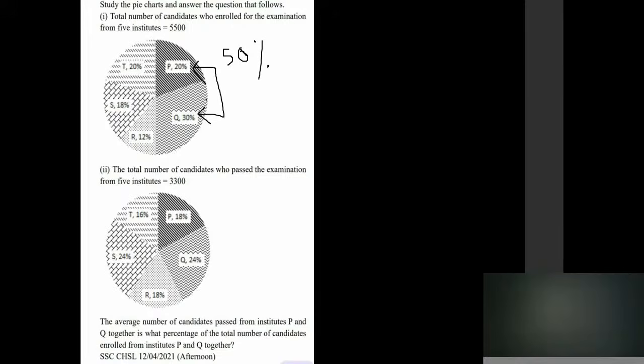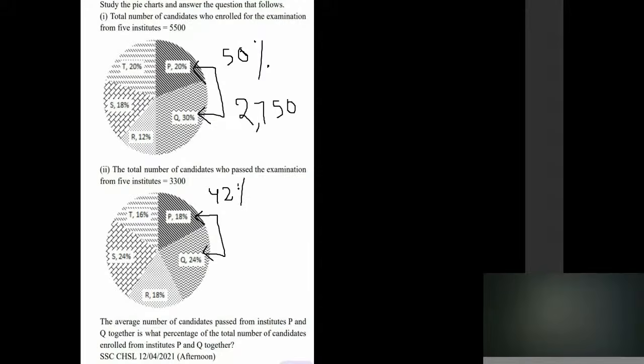50% value means exactly half. So which is equal to 2,750. 2,750 enrolled in both P and Q. Half of 5,500. Next, we should also calculate how much percentage passed in that exam. So how much percentage passed means that is equal to 24 plus 18. 24 plus 18 means that is equal to 42%.